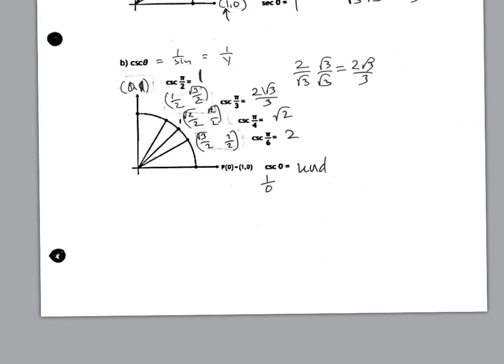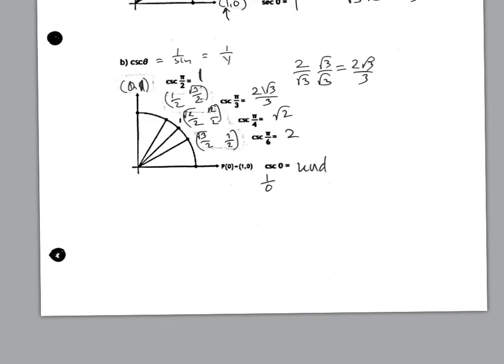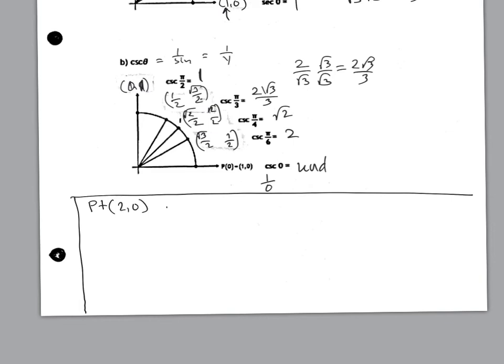Now I'm going to use this space down here to do one more thing. What do you do when you can't make a right triangle? Our point is 2, 0. And we want to find all 6 trig functions. This is when knowing this stuff is going to be helpful.